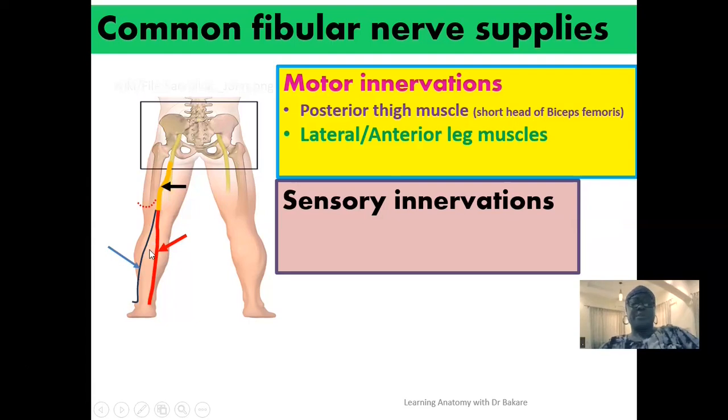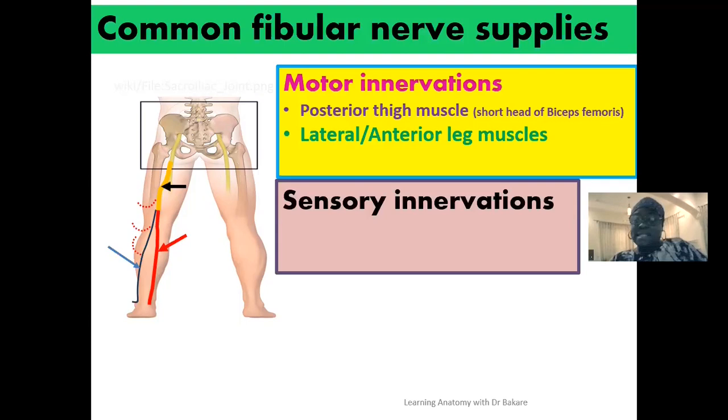And if you look at the common fibular nerve at this region, it is seen to provide motor innervations for muscles that are located in the lateral compartment of the leg and also the anterior compartment of the leg. So it is these two sub-regions of the leg that the common fibular nerve is seen to provide motor innervations for. While the tibial nerve is seen to provide motor innervations for the muscles in the posterior compartment of the leg. You can see that the different compartments of the leg have been taken care of by different nerves.